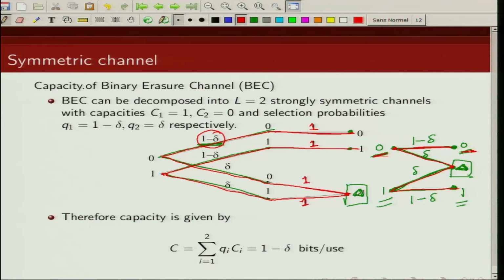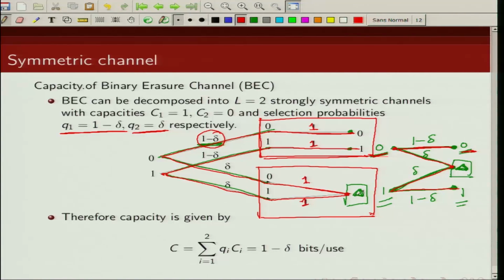Okay. So, now my selection probability for the first set of channels, Q1, is 1 minus delta, and the selection probability for the second set of channels is delta. Now, what is the capacity of this channel? This is a strongly symmetric channel, and we can easily see its capacity is 1. And what is the capacity of this particular channel? The capacity of this particular channel is 0.